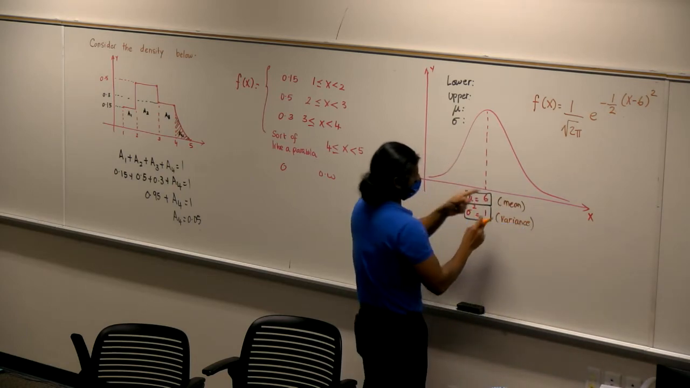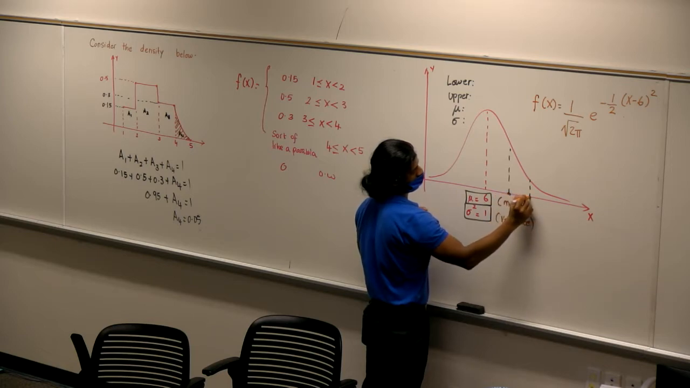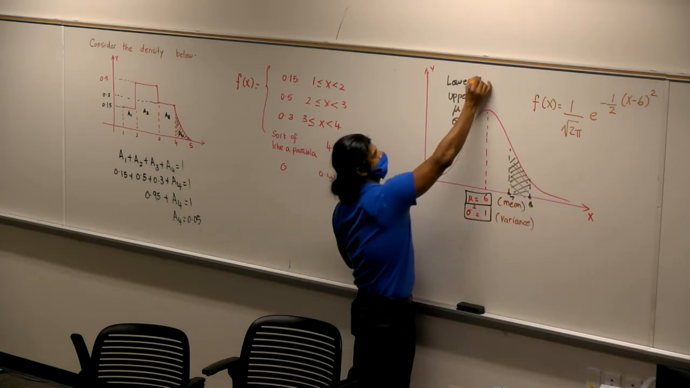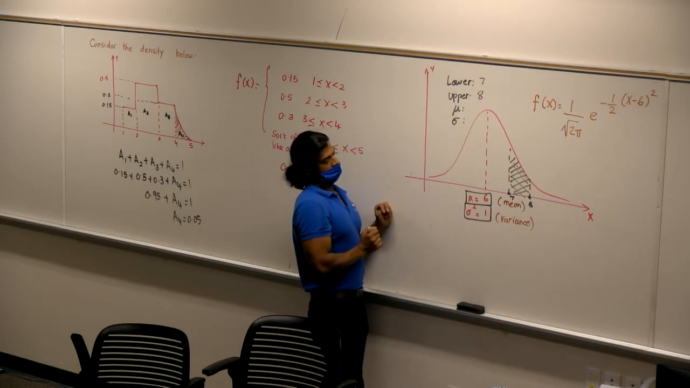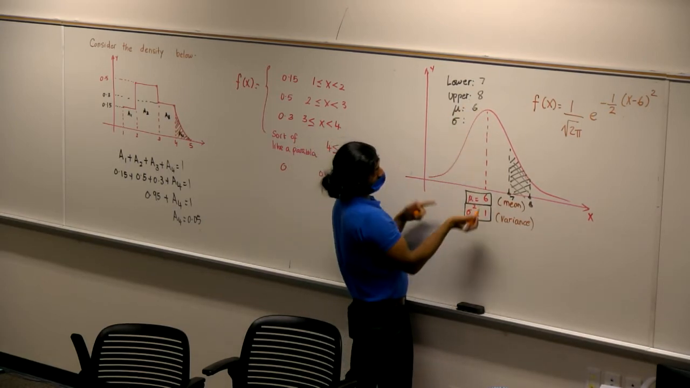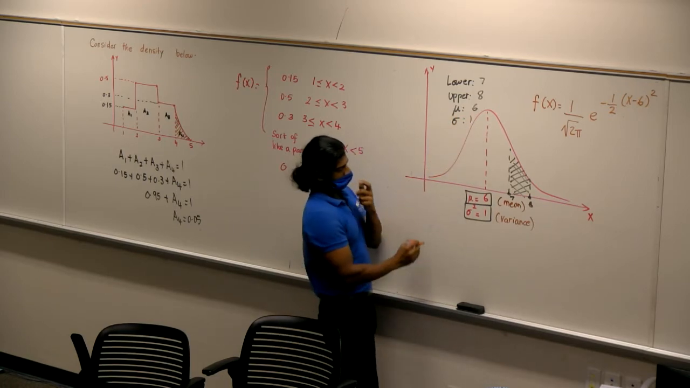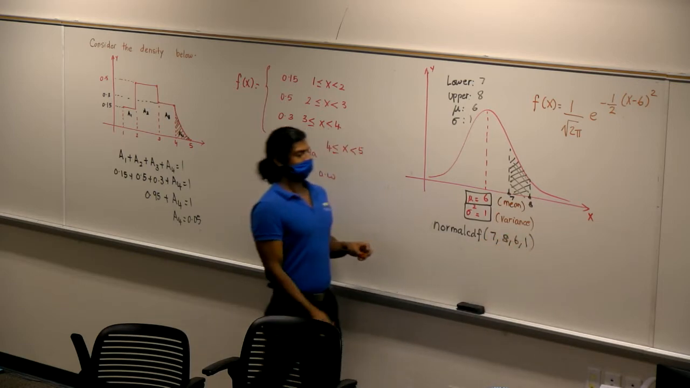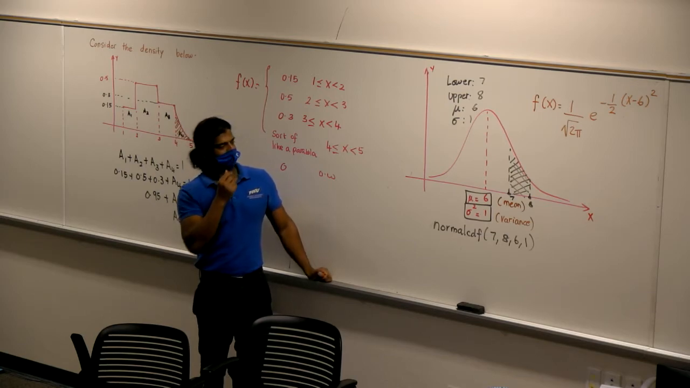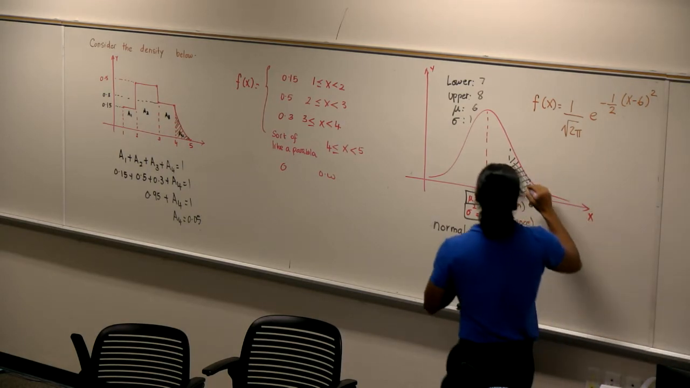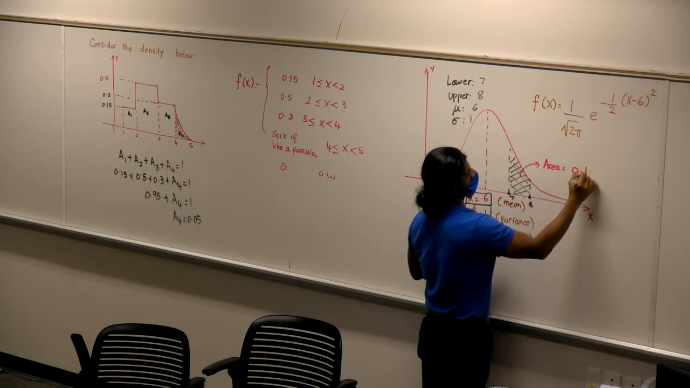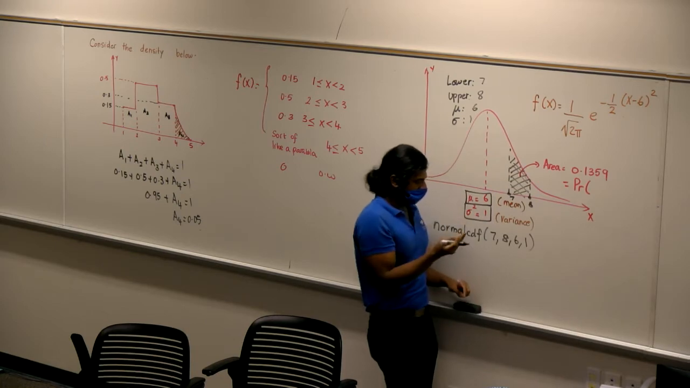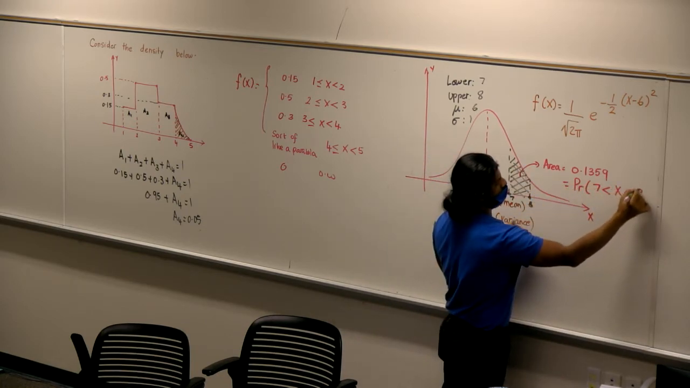Suppose I want to find the probability between 7 and 8. So the lower would be 7, the upper would be 8, the mean is 6, the variance is 1, which means the standard deviation is also 1. So you just have to do normal CDF. 7, 8, 6, 1. What do we get? 0.1359. So that's area is 0.1359. It is the same as saying the probability between 7 and 8 for the random variable x.